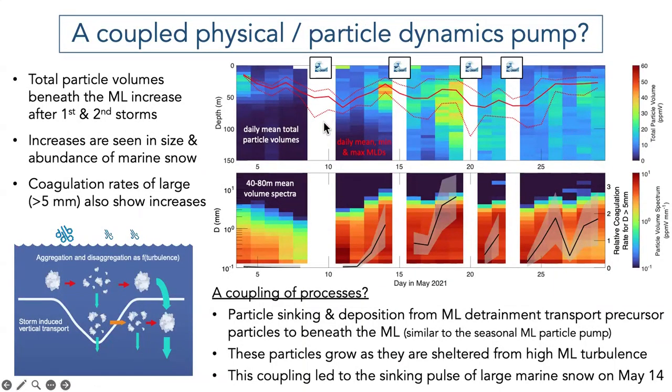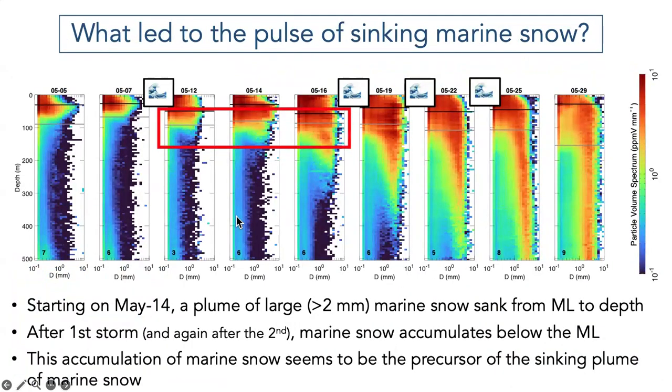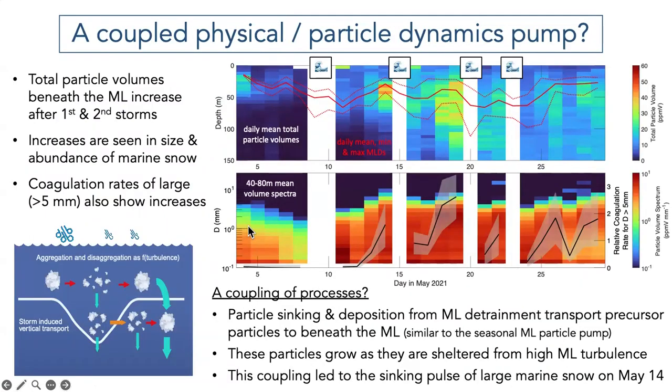What's shown here is the depth profile in the upper 150 meters of the total particle volumes. And then this is the spectrum, as I've shown before, of the water column between 40 and 80 meters. And what you see is again, between the storms, there's an increase in abundance and size of the marine snow. The coagulation rates again are showing these increases.